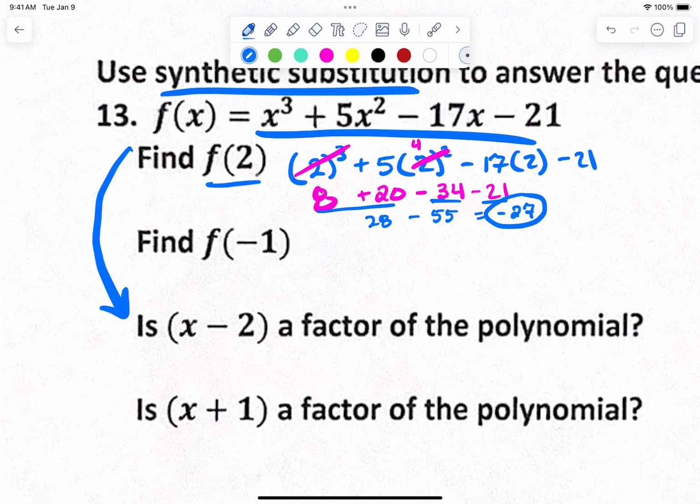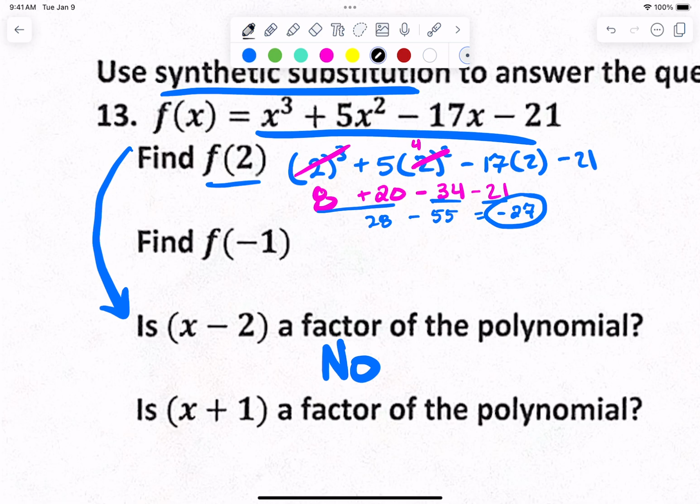No. How do you know that? Because there's a remainder. If I were to divide this by x minus 2, what would my remainder be? Negative 27. And the fact that it has a remainder means it doesn't go in there perfectly, right? Like 2 into the number 17 is going to have a remainder, but 2 into 16 does not have a remainder. So it does have a remainder, so it is not a factor. Got it? No, it is not.